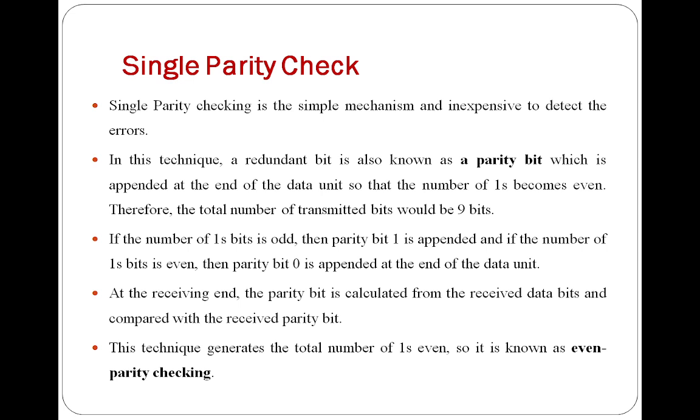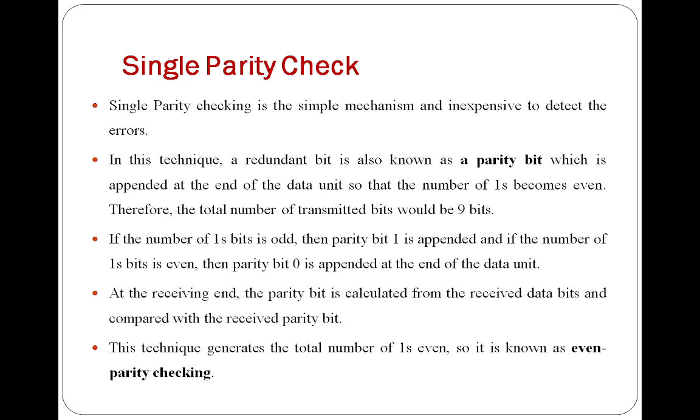If it is an odd parity check, then the number of ones in the message bits should be an odd number. If it is not, we have to include an additional bit value as a parity bit. Now you can read this content and get a clear idea. Here the redundant bit, which we call the parity bit, is appended at the end of the data unit, so the number of ones becomes even. Therefore the total number of transmitted bits would be 9 bits.